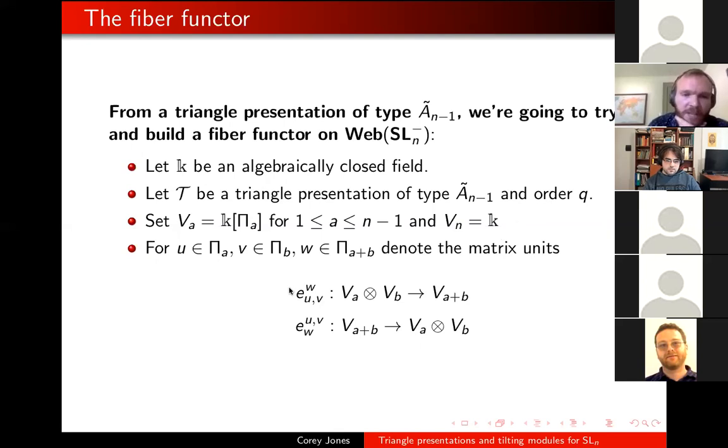And this is just some notation. If I have something in pi_A, and pi_B, and pi_{A+B}, I'm just going to write down these matrix units, E_{U,V to W}. This is going to be the matrix unit which takes the basis element U cross V of V_A tensor V_B and sends it to W, which is a basis element for V_{A+B}. So it's just the matrix unit and 0 on everything else. So this is just some notation, writing down these matrix units.